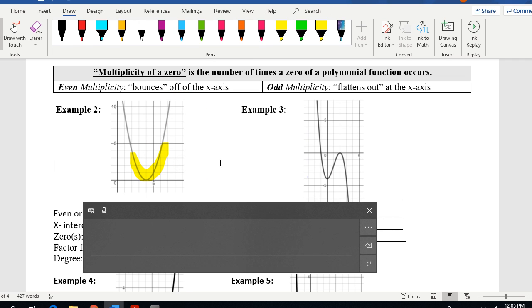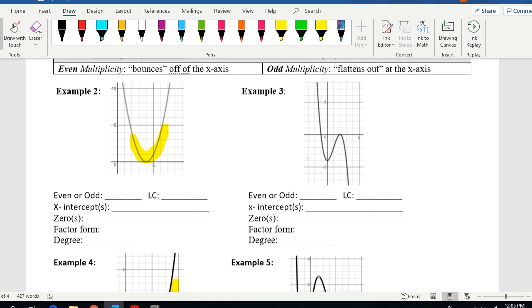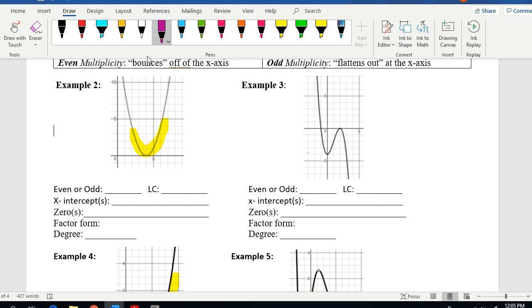All right, so let's try this first example. The first thing we're going to look at is, is this even or odd? So I look at my ends, they're both going up in the same direction, so this is going to be an even degree function. So I already know that I should have a degree of 2, a degree of 4, a degree of 6. My leading coefficient is going to be a positive number because my right end is going up.